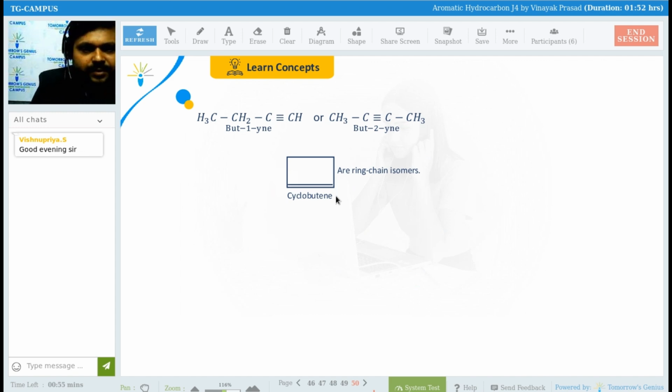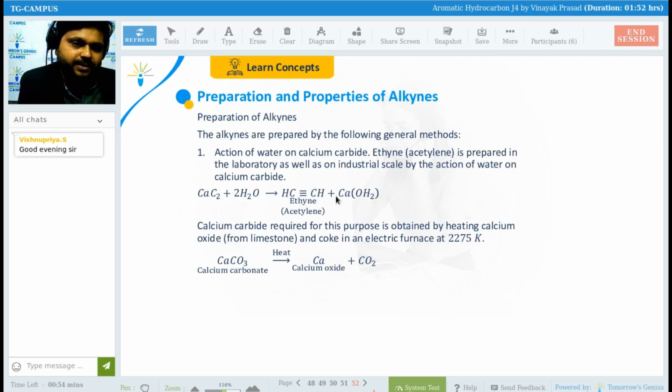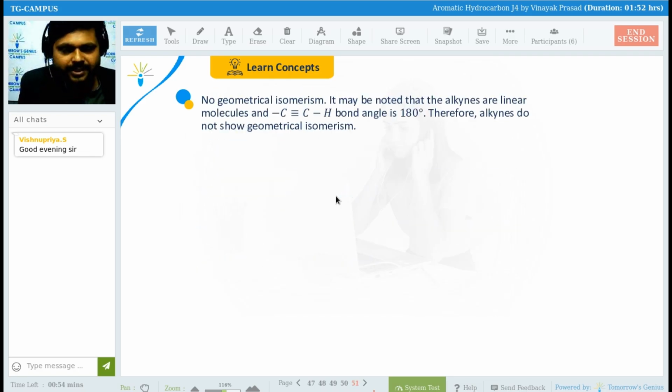So you can see here also a 4 carbon chain, triple bond is there. This is having a triple bond at the second carbon, and this is a ring chain isomer. So alkynes have chain isomerism, then position isomerism, then functional group isomerism, then ring chain isomerism, right? No geometrical isomerism. We are not having geometrical isomerism in case of alkynes. We have it in case of alkenes only.